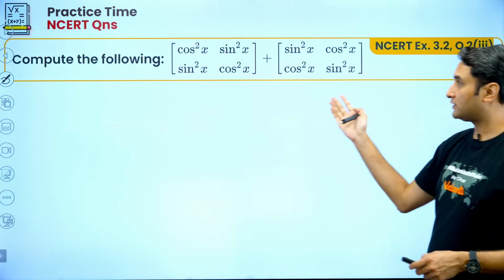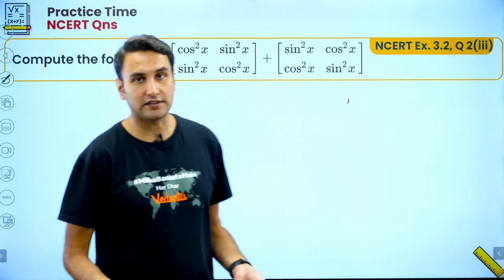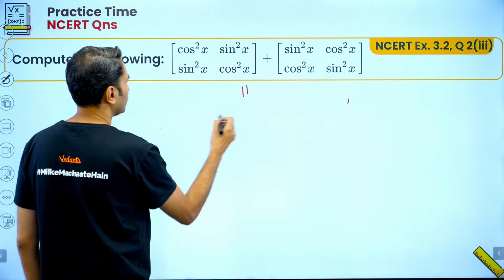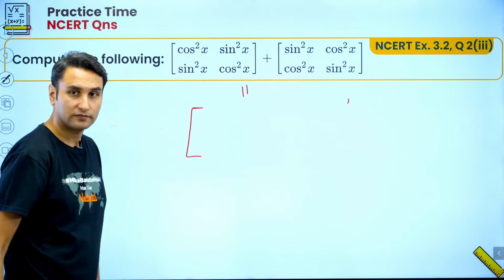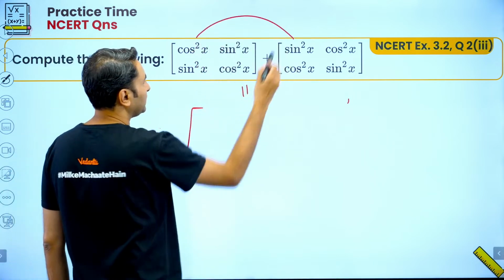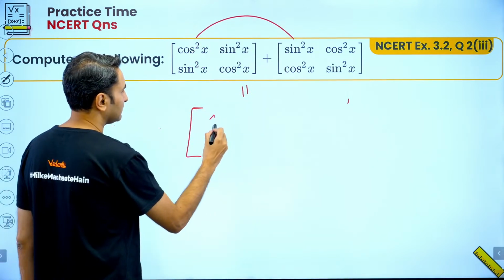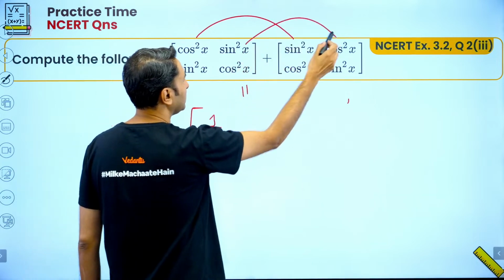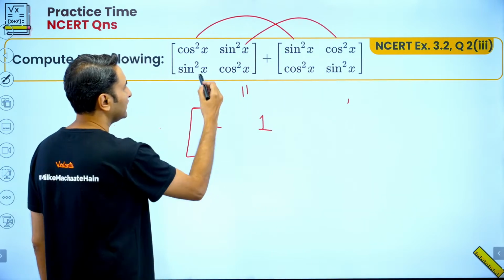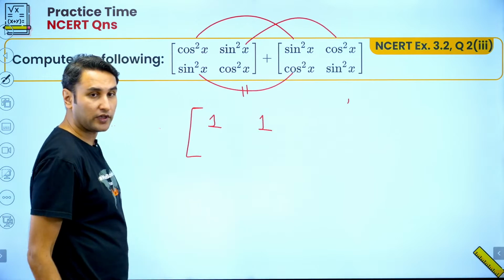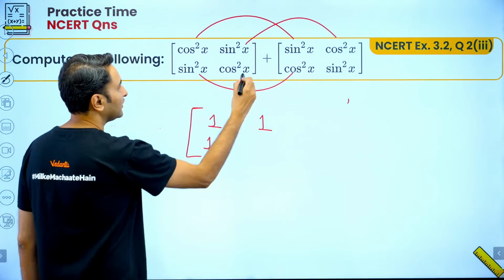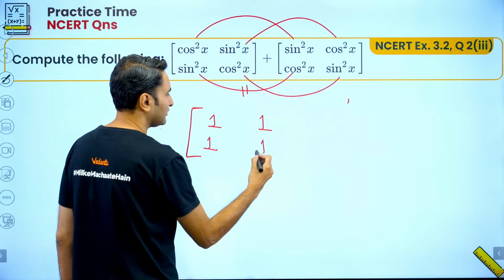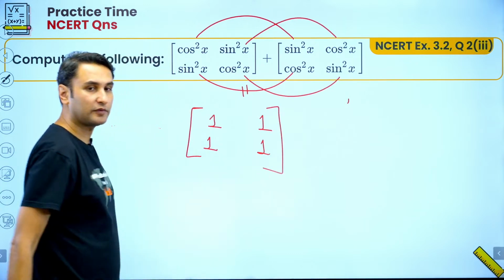Say for example this, as simple as that. Can you immediately tell me the answer verbally? What will be the answer? Quick. Cos square plus sine square, 1. Sine square plus cos square, 1. Sine square plus cos square, 1. Cos square plus sine square, 1. This is the resulting matrix.